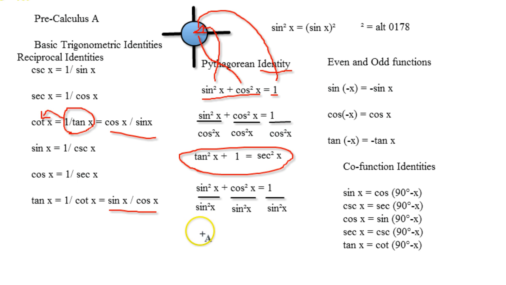All right, down here, this is going to turn into 1 because that's the same thing over itself. And then cosine over sine is going to be cotangent. So it becomes cotangent squared. And 1 over sine squared becomes cosecant.